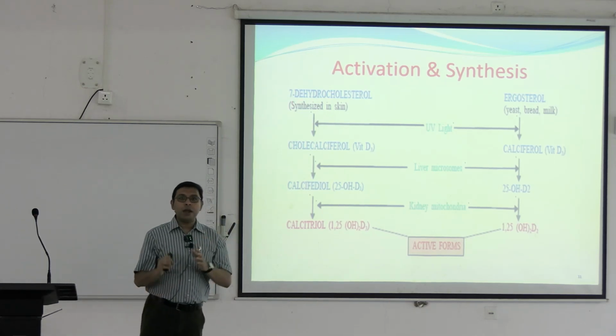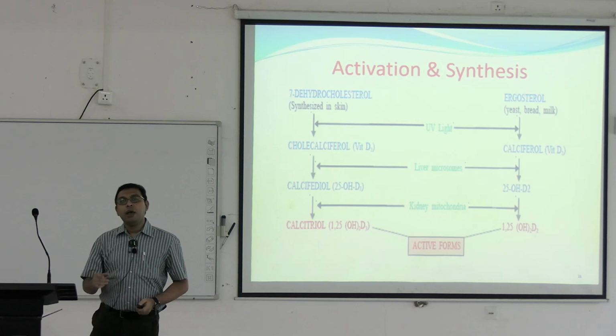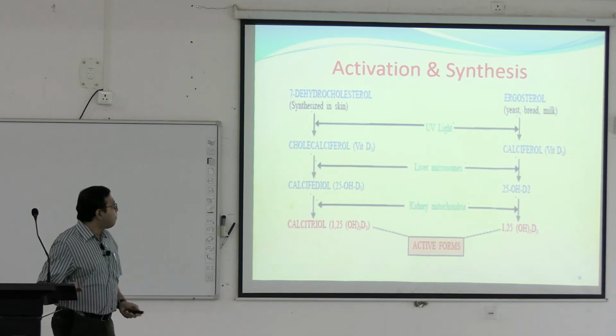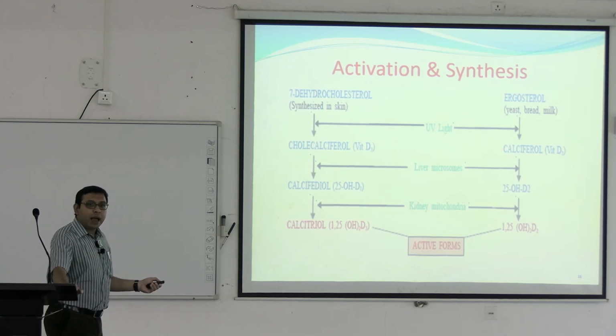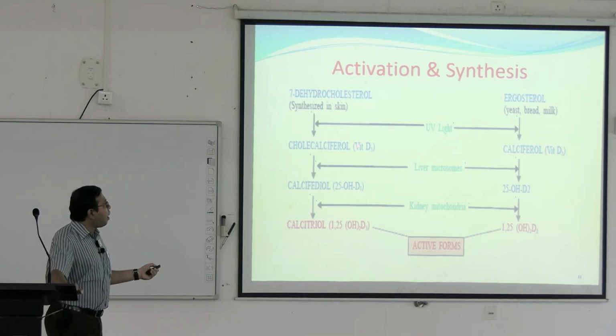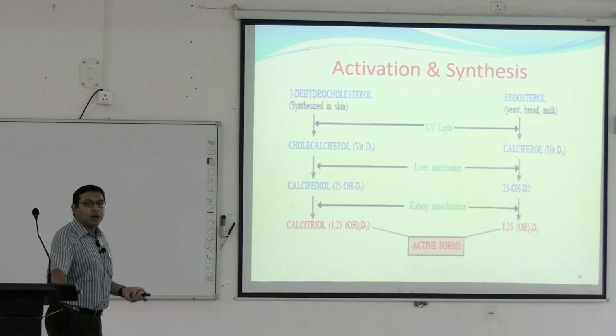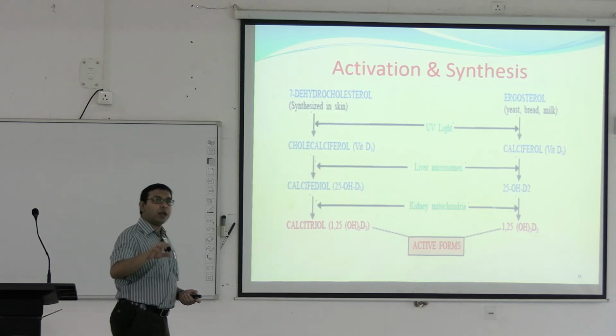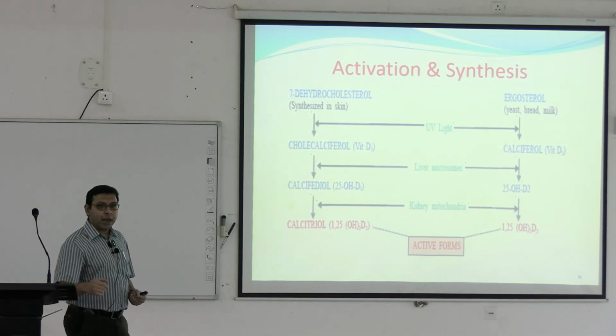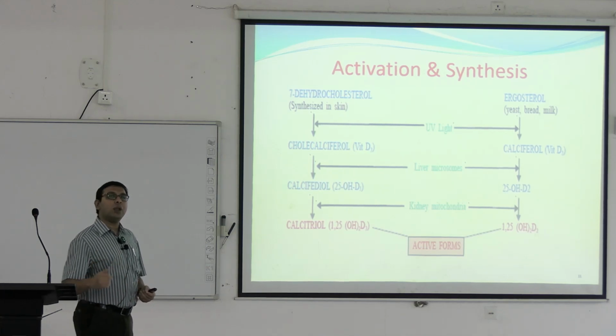7-dehydrocholesterol is a substance that is synthesized in our skin. Under ultraviolet light, mainly UV-B light of the sunlight, it is converted to cholecalciferol, also known as vitamin D3. This cholecalciferol is bound with the binding globulin, comes to the capillary, and through the capillaries it goes to the liver.